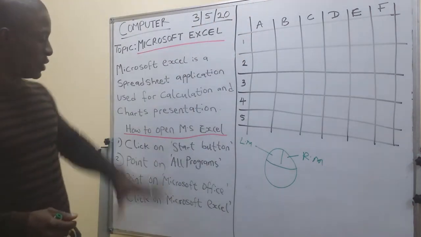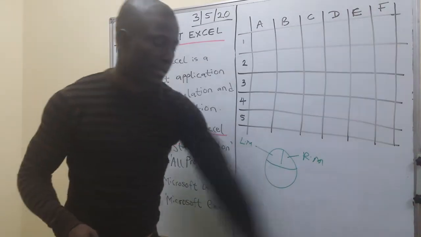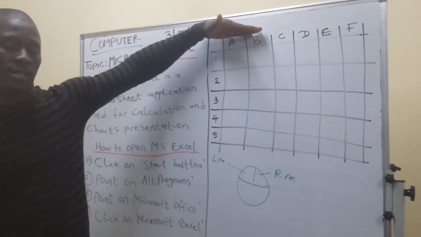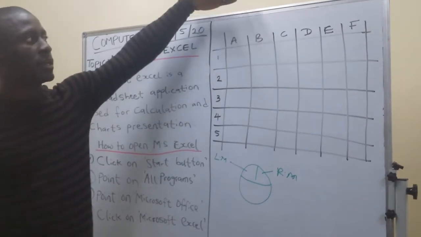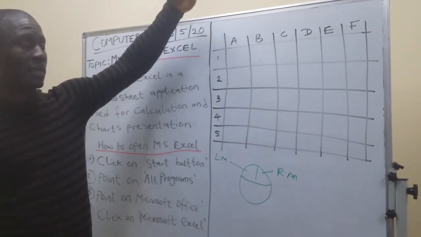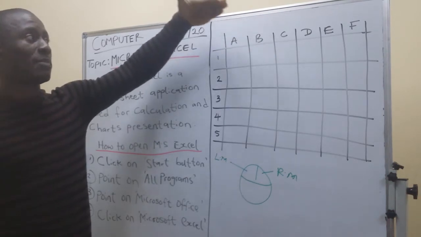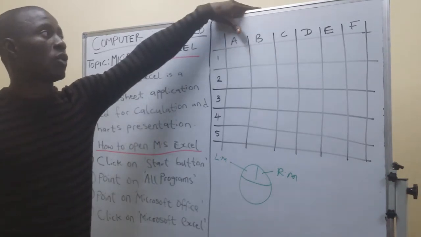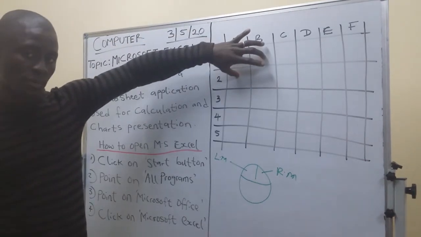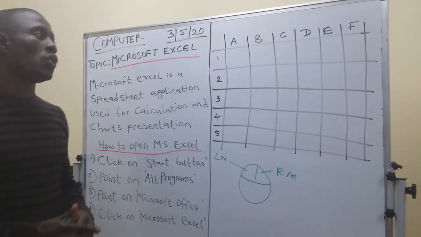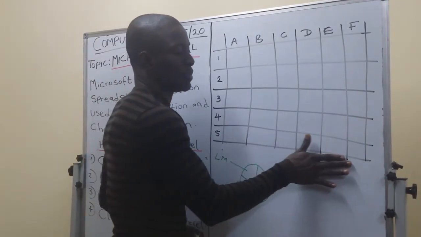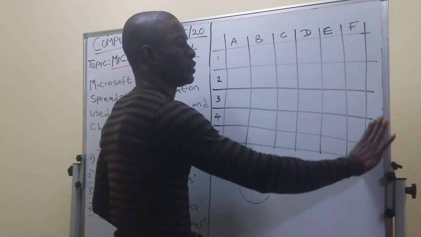Over here, once you click on the Excel, you will see something like this. There are other contents here, like the title bar, the menu bar, the formatting bar, the formula bar, and all. I have explained all those bars for you, but this is our main focus for today. Exactly. So you will see something like this. It's a spreadsheet environment. This is Microsoft Excel environment.